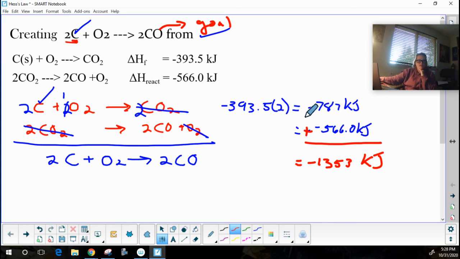Okay. In the next video, you're going to see this taken up to the next level, where you're going to find the enthalpy of formation of methane from the enthalpy of combustion data that you'll get in your data booklet. Hang on tight.